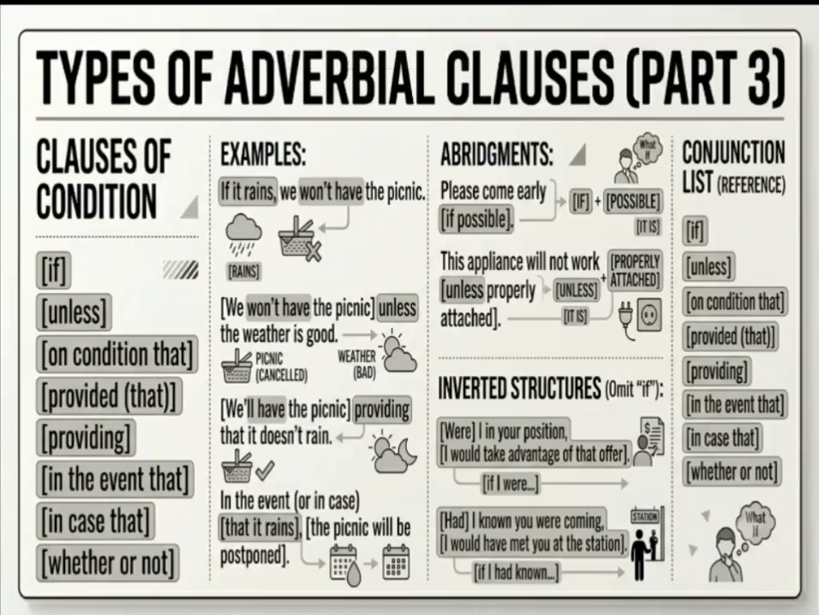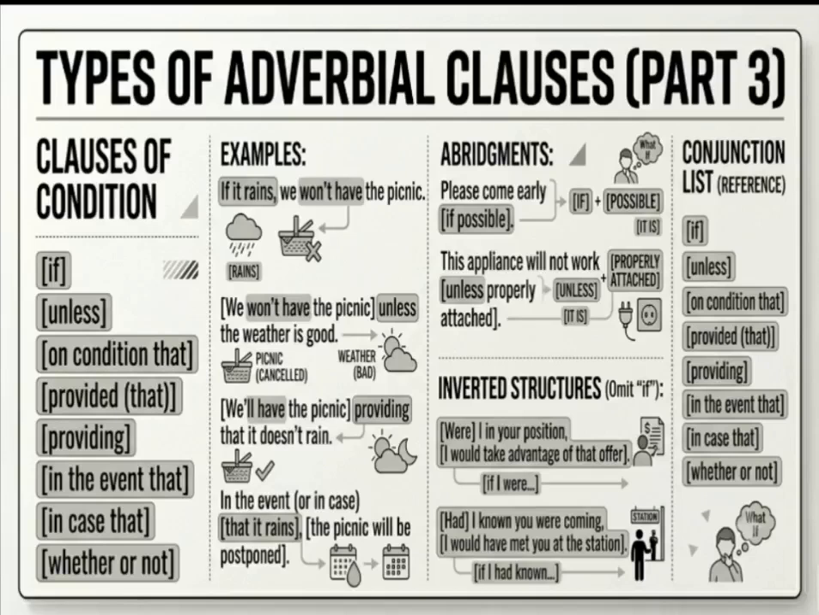I want you to look closely at the bottom of this slide because this is an advanced structure that shows up on standardized tests and in high-level writing: inverted structures. Sometimes we completely delete the word if and flip the sentence structure around. Instead of saying, if I were in your position, I would take that offer, we drop the if and start with the verb. Were I in your position, I would take that offer.